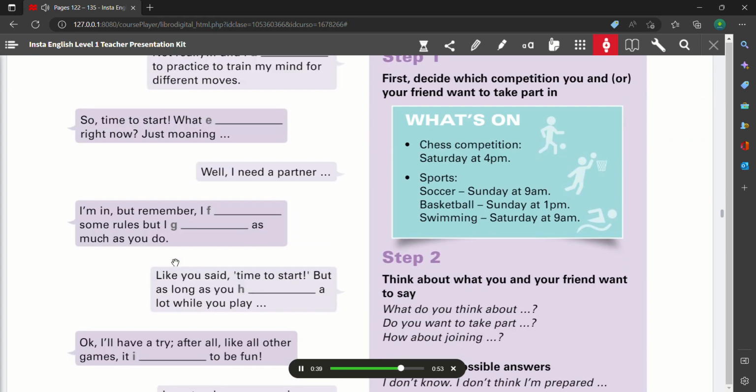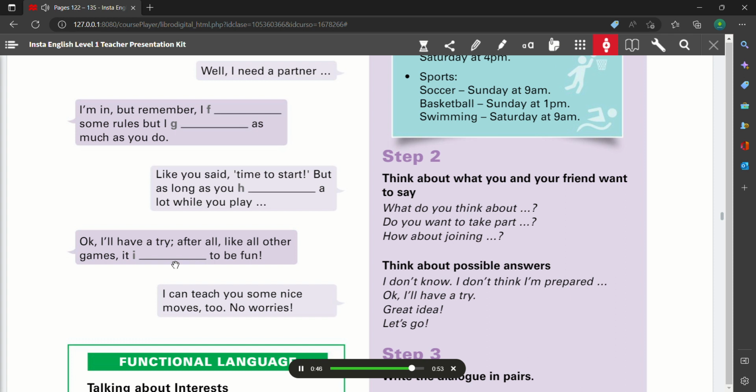But as long as you don't talk a lot while you play. Okay, I'll have a try. After all, like all other games, it has to be fun. I can teach you some nice moves too. No worries.